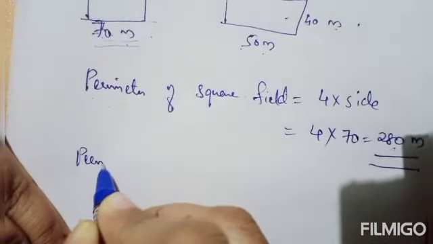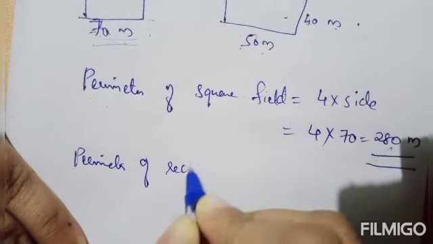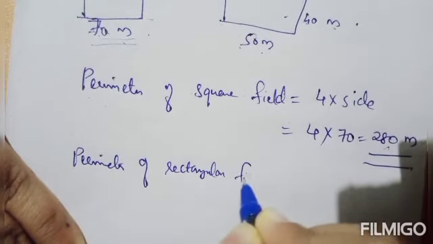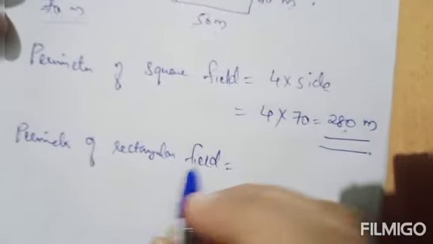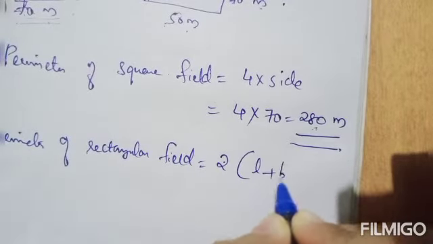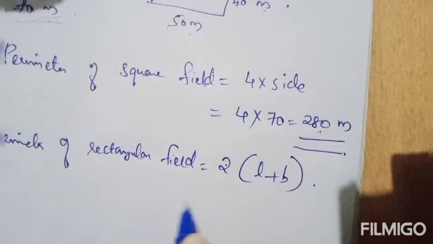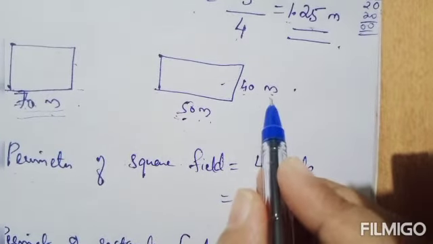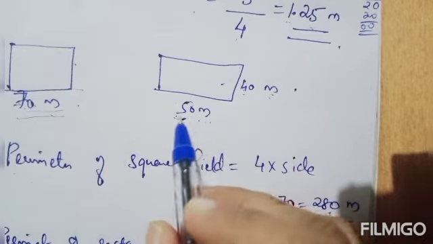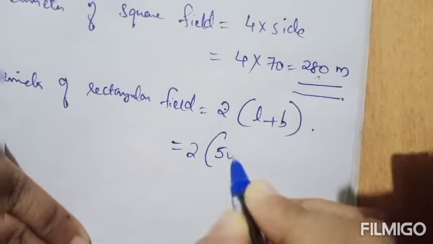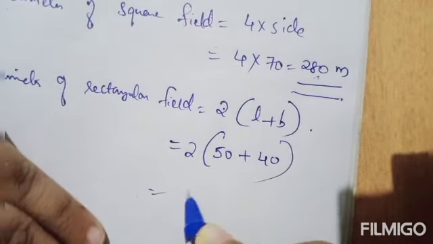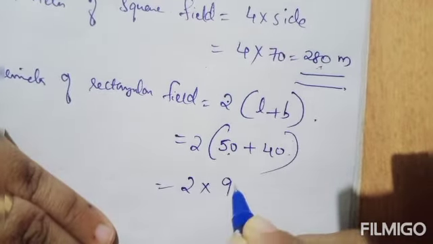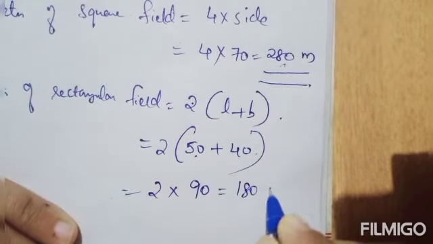Next we can find the perimeter of the rectangular field. What is the formula for finding the perimeter of a rectangle? It is 2 into length plus breadth, that is 2 into L plus B. Now substituting, for length we can substitute 50 meter, for breadth we can substitute 40 meter. It is given in the question. So 2 into 50 plus 40. So what will you get? 2 into 50 plus 40, it is 90. You will get 180 meter. The unit will be meter.